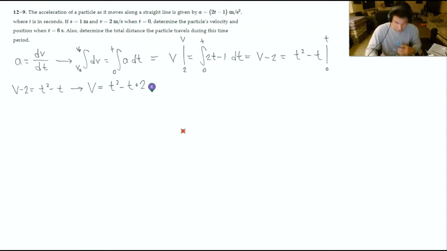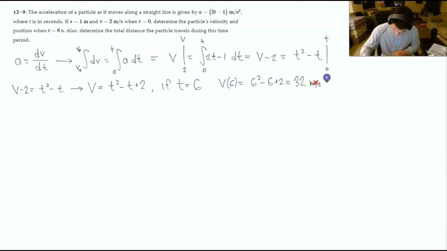Now if I ask, what if t is 6? Now we can find the velocity at this point. So v of 6 is going to be 6 squared minus 6 plus 2. That's 36 minus 6, which is 30, and 30 plus 2 is 32. There we go, so this is your final velocity, 32 meters per second. Well, that's one of your answers.